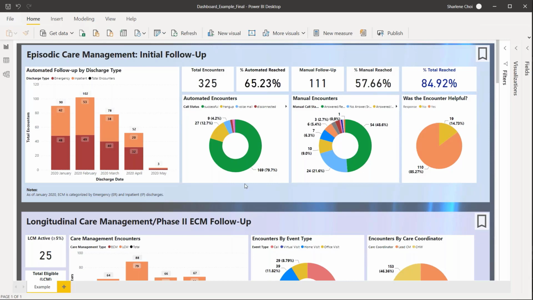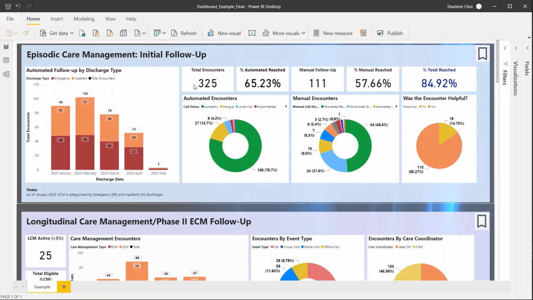an automated system. So on the first bar chart here, it's the automated follow-up by discharge type graph. And this just displays the number of automated calls to patients based on discharge type. So there's emergency versus inpatient discharge.